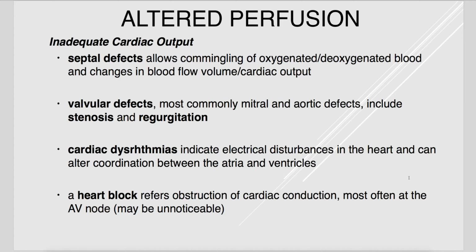Cardiac dysrhythmias: there's a ton of these cardiac dysrhythmias or arrhythmias, and these are electrical disturbances in the heart. They're dangerous when they change how the atria and the ventricles communicate with each other. And a heart block is an obstruction somewhere in the cardiac conduction system. It typically occurs most often in the AV node, which is an AV block. Sometimes it's noticeable, sometimes it's not.